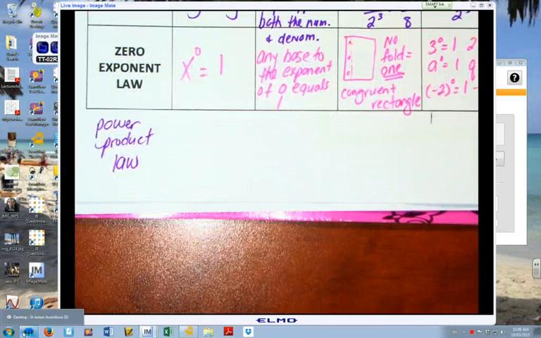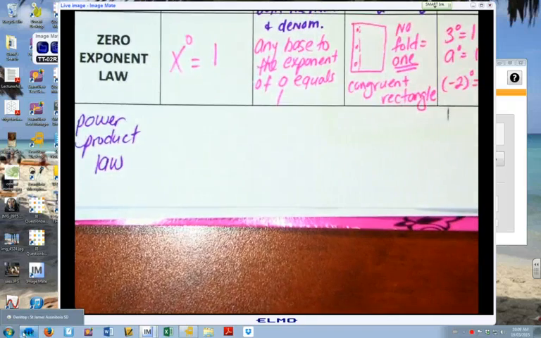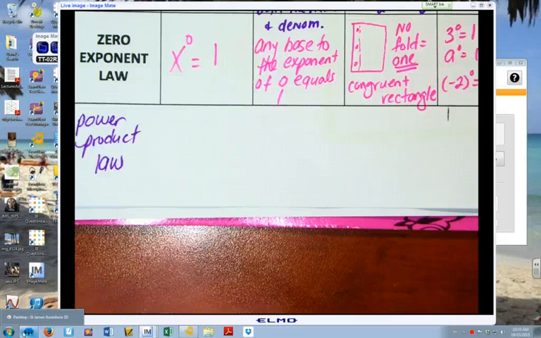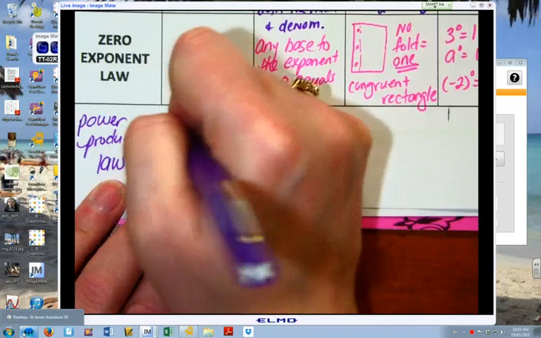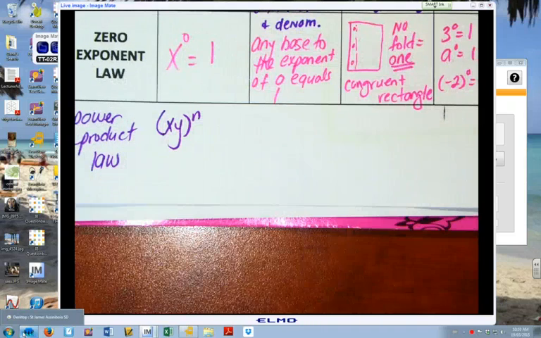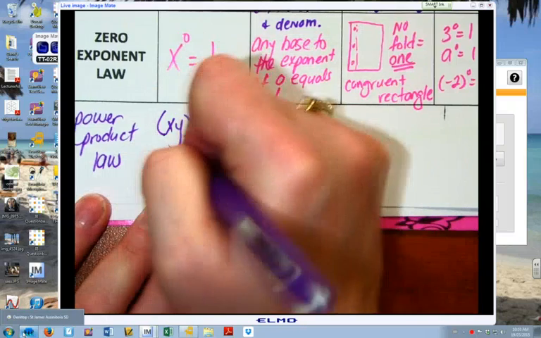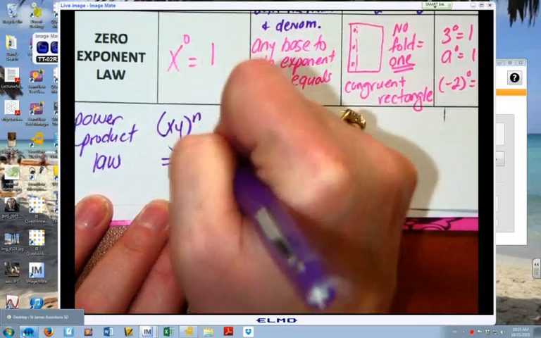So it's a combination of power and product. You can draw the boxes if you need to. Power product, so it's a combination of the two. And it says xy to the n equals x to the n, y to the n.